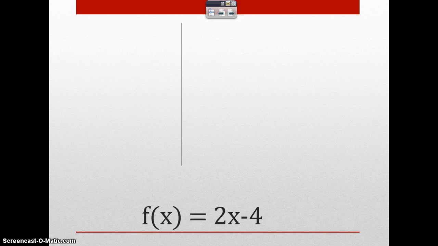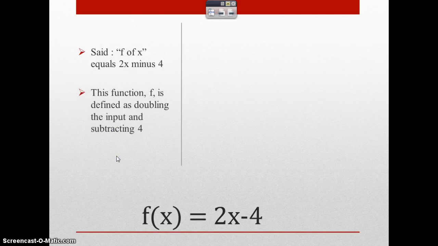Let's start with this function, f of x equals 2x minus 4. It's read f of x equals 2x minus 4. The f of x is just defining the function. The function is f. It is defined as doubling the input, or doubling x, and then subtracting 4.